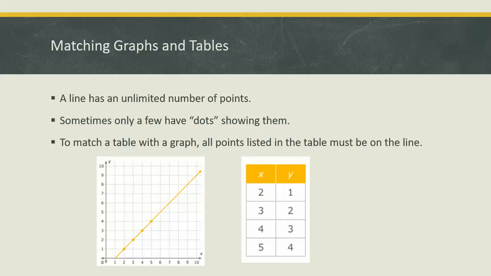A little background on lines. A line actually has an unlimited number of points. However, often you'll see just a couple dots showing specific points. We could actually find lots of other points on the line. If we're trying to match a table with the graph, all points listed here must be able to be found on the line. Let's look at an example.